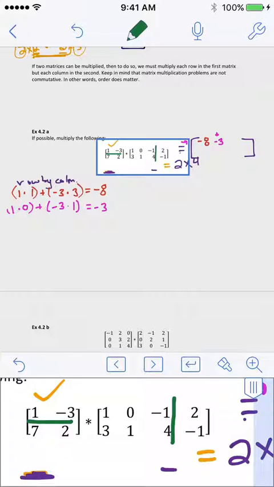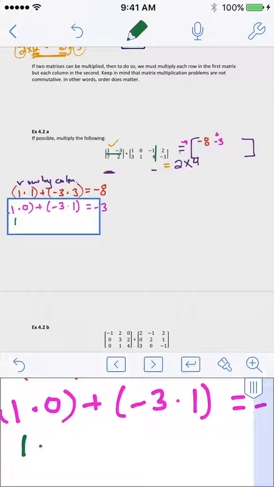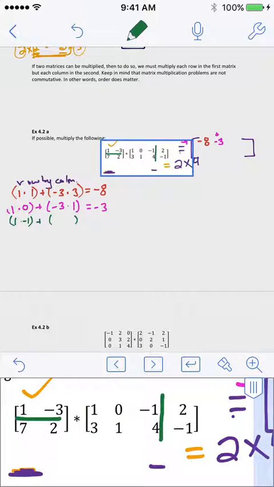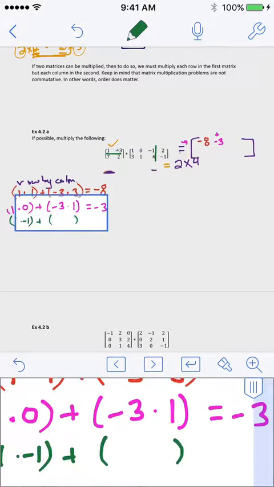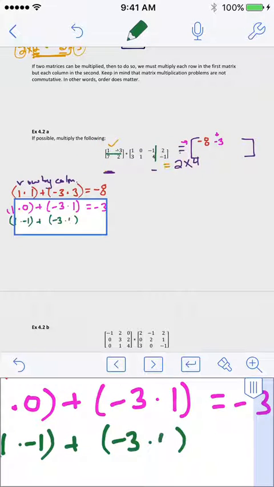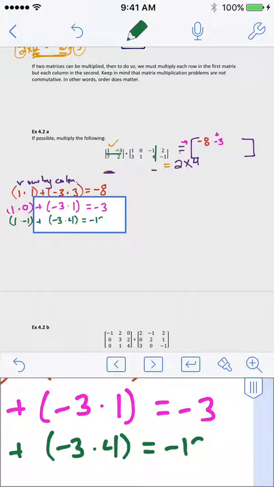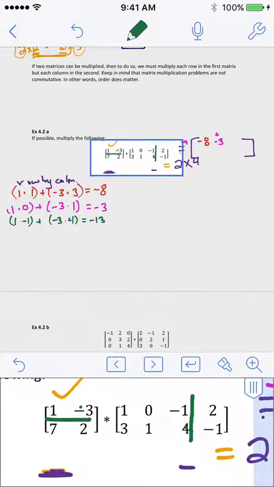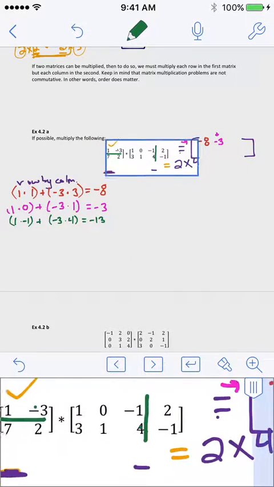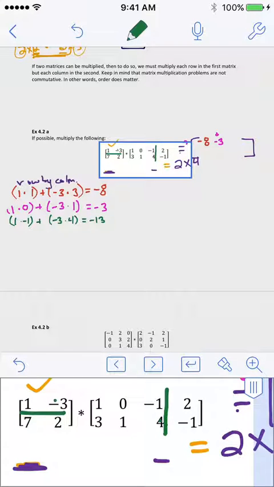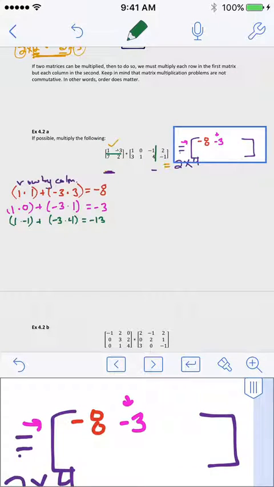1 times negative 1 is our first entries. Plus negative 3 times 4 is our second entries. And I get negative 1 minus 12 is negative 13. So my first row times my third column gave me my first row, third column entry, negative 13.